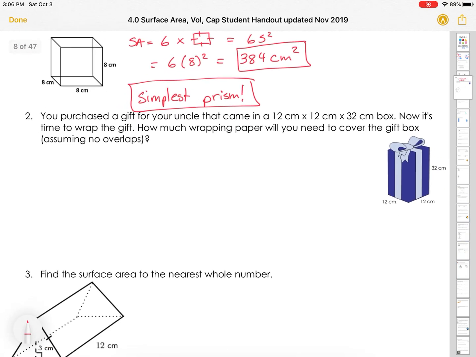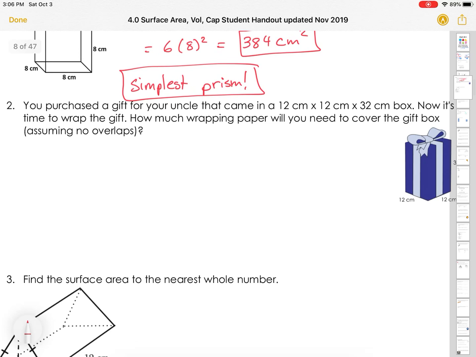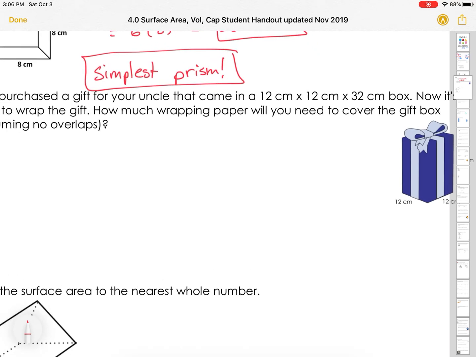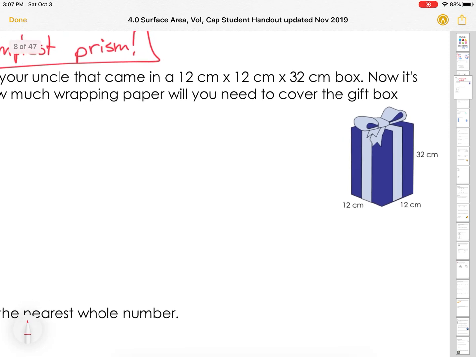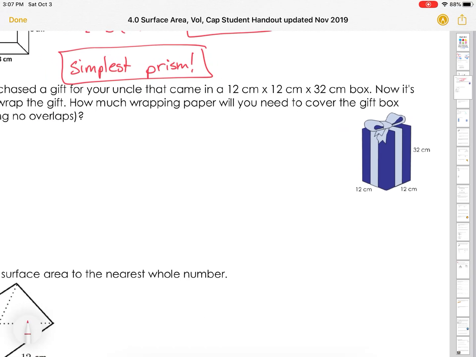Alrighty, now let's do a little example here. You purchased a gift for your uncle. It came in a 12 by 12 by 32 centimeter box. So we see our picture there. Now it's time to wrap the gift. How much wrapping paper will you need to cover the gift box, assuming no overlaps?